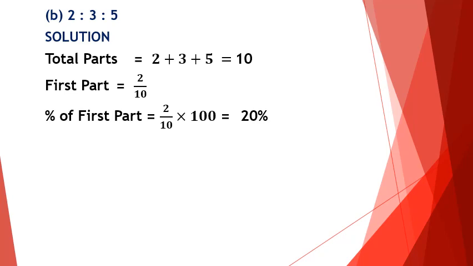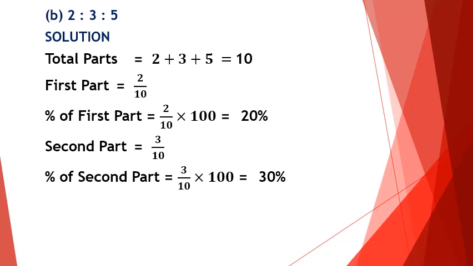What is the second part of the ratio? It is 3 upon 10 is the second part. So what is the percentage of second part? To get the percentage, we have to multiply it by 100. So 10 and 100 cancelled, we get 10. That means the numerator becomes 3 into 10 equal to 30%.